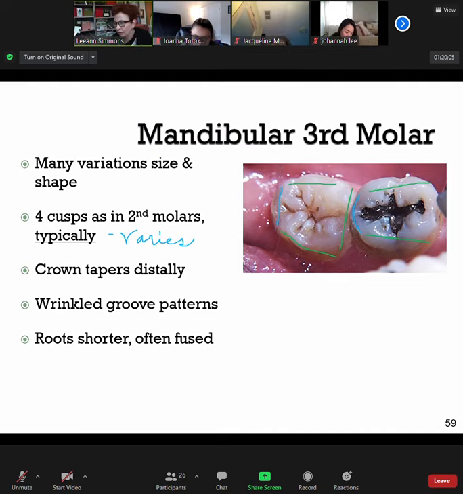Wrinkled groove patterns are created by numerous accessory grooves, additional grooves in addition to the main grooves. And that's all these little extra grooves here that can cause it to look a little bit wrinkled. The roots are shorter and often fused, same as the maxillary thirds.